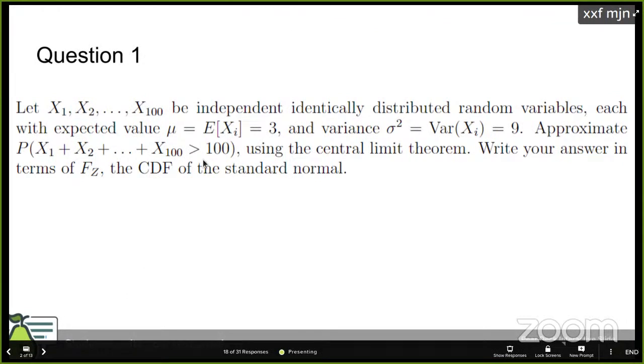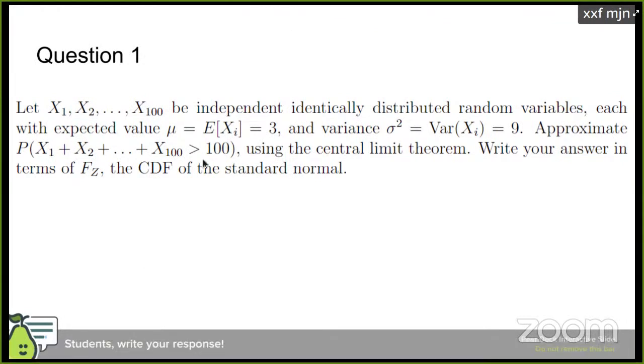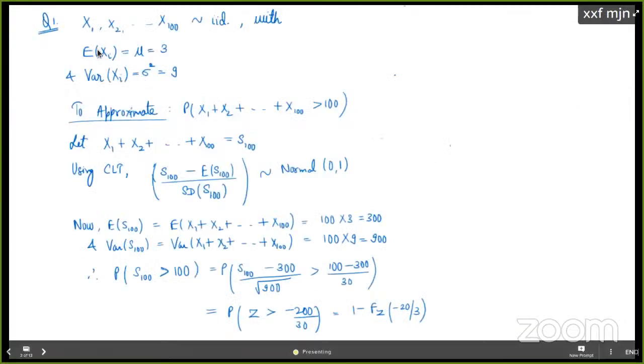Okay, I think we'll discuss the solutions. We know that x1, x2 to x100 are all IID distributions with mu equal to 3 and variance equal to 9. We wanted to find the approximate probability that x1 plus x2 to x100 is greater than 100. Consider this x1 plus x2 to x100 as s100, or you can consider it as y, right? Am I audible now? Yes, sir.